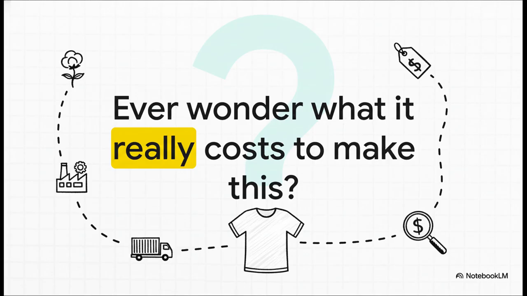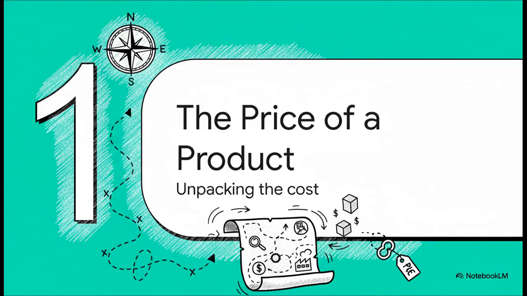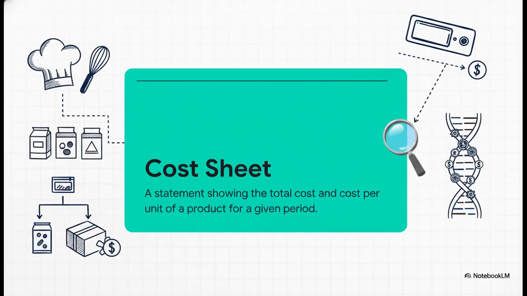To figure that out, we need to go on a little journey, and for that journey, we're going to need a special kind of map. And our map for this whole thing is a tool that businesses use all the time. It's the key to unpacking the real cost of any single item by breaking it down into all its little pieces. It's called a cost sheet. And honestly, the best way to think about it is like a recipe. It lists every single ingredient, every little step, and every single cost that goes into making that one final product. It's basically the product's financial DNA.